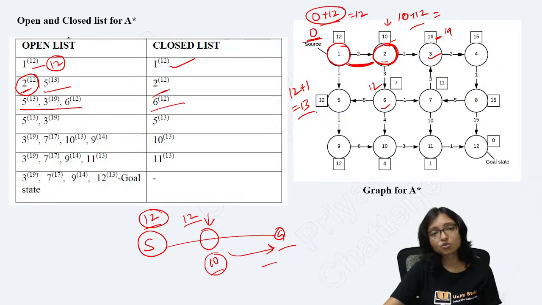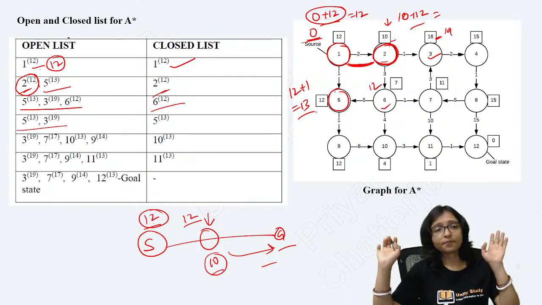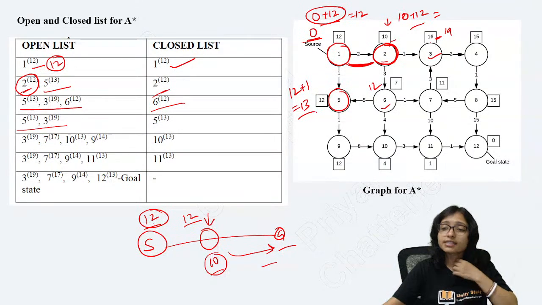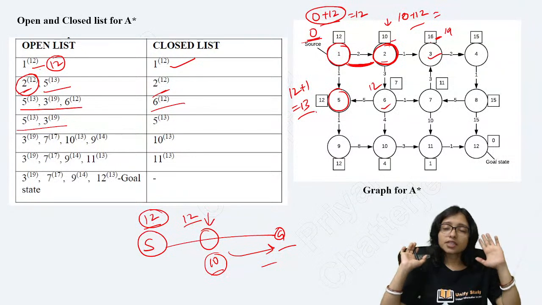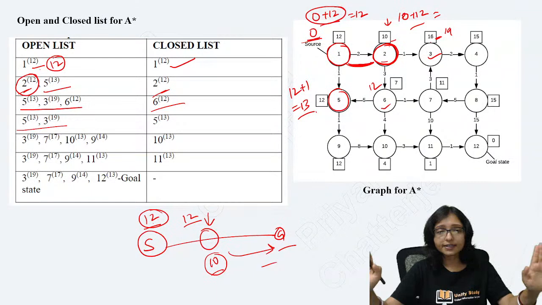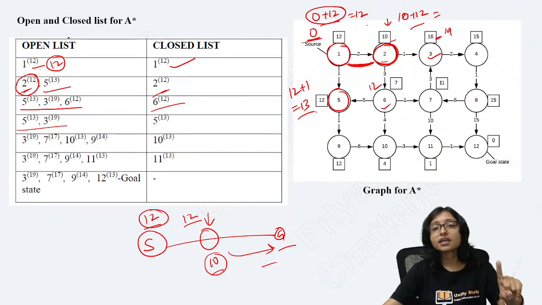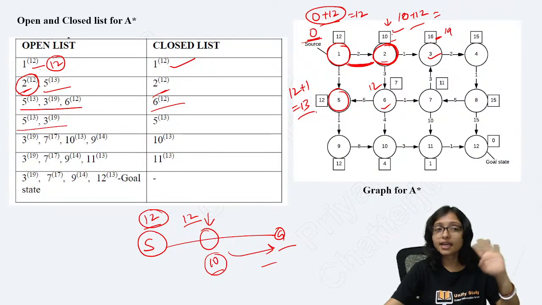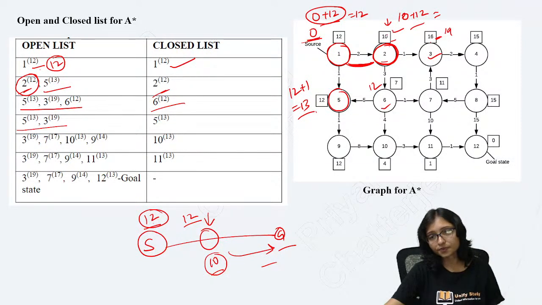Now I will visit this one. In the same way I will explore this one also. Then I am at 5. The concept is the same. The only extra addition is the heuristic value. Just like uniform cost search, we are going ahead in the same way. Other than the heuristic value, there is no extra addition. So finally you are able to reach the goal node with the value 13.